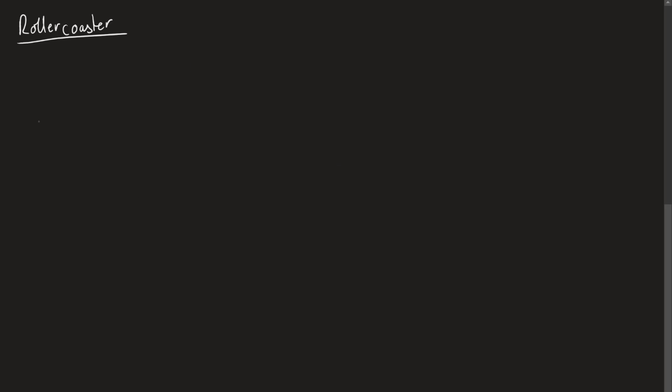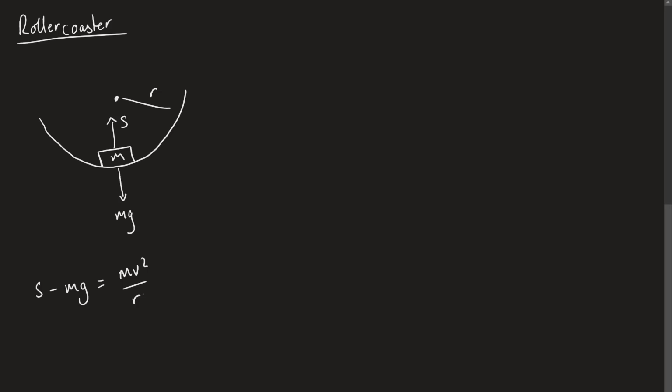So let's first look at what happens when we're at the bottom of a loop. So we have a cart here. This is the center of the circle. It has some radius r. This car has mass m, and we can label the forces that are acting on it as mg coming down, and we have that support force that we mentioned before going up. And in this case, since we know the force has to travel towards the center, we can say the overall force is S minus mg is going to be equal to mv squared over r. So that would be your expression at the bottom of a dip.